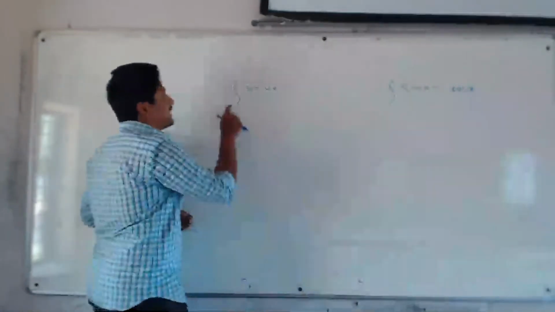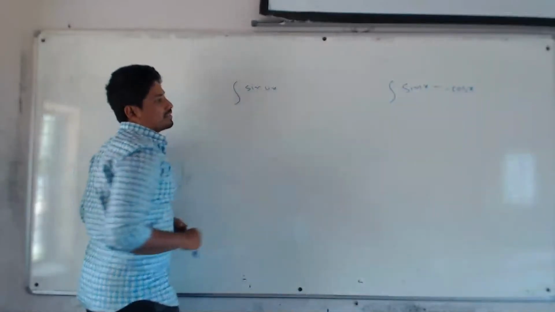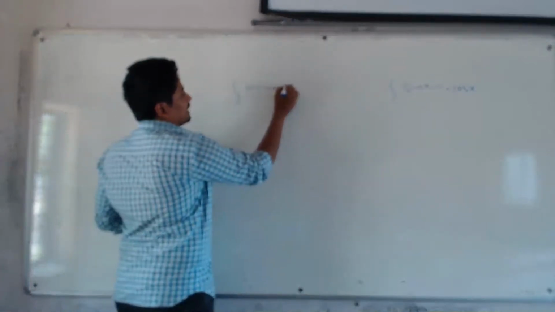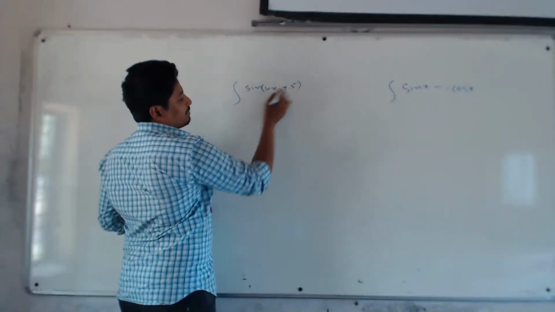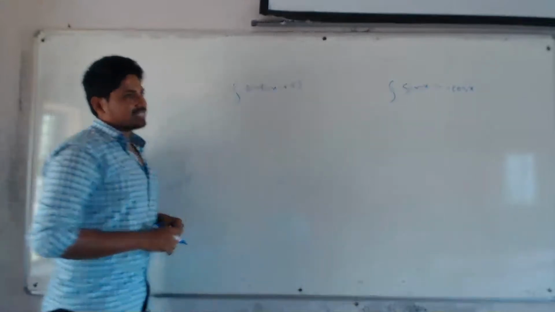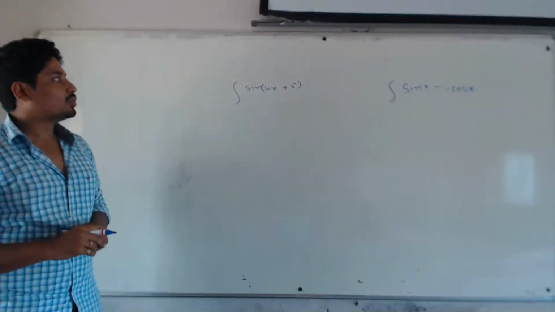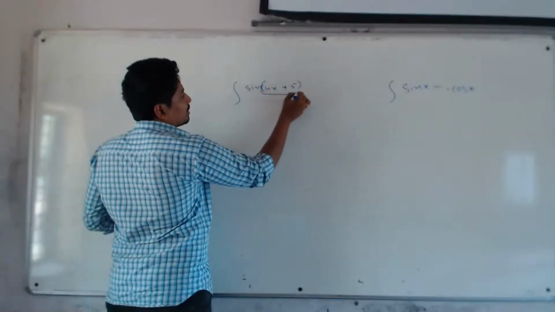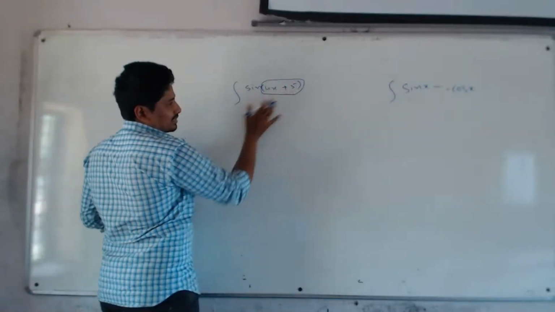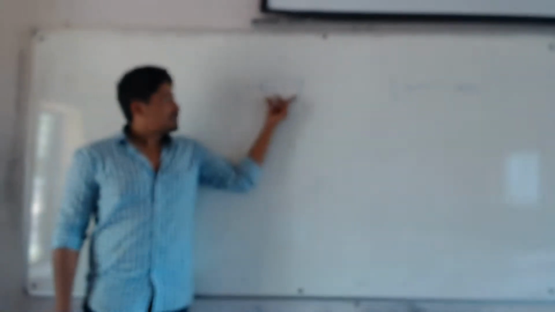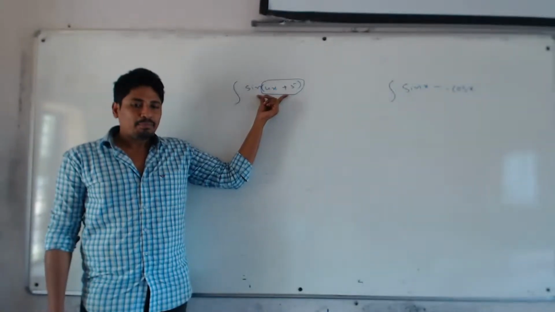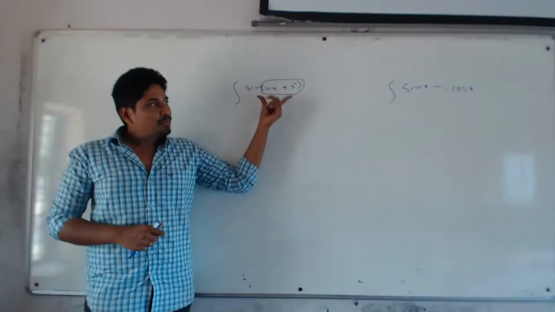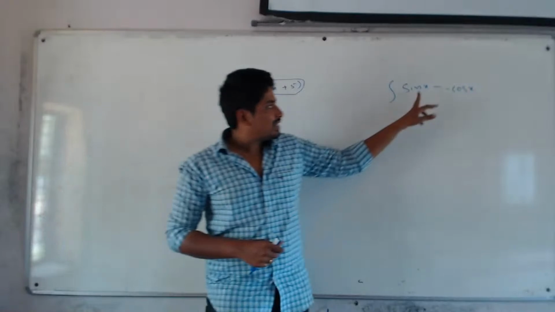But we require integral sin 4x, or otherwise integral sin 4x plus 5. If they ask like this, then how to do it? The process is to think of the whole thing as x. Ax plus b, consider this as x only, and proceed forward by applying the formula.